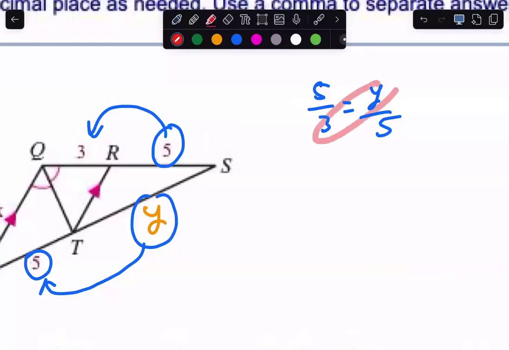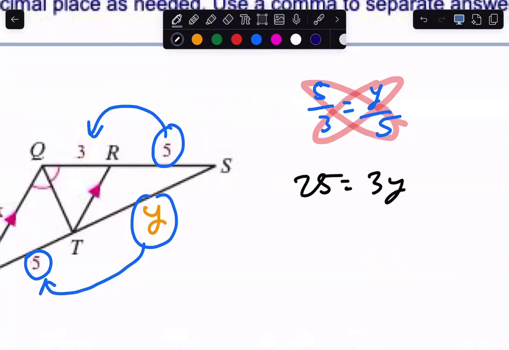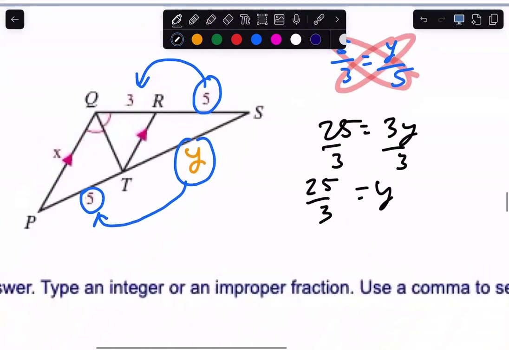Cross multiply. 5 times 5 is 25. And 3 times y is 3y. Divide by 3. So y is equal to 25 thirds. It wants you to write as an improper fraction, so we gotta keep the 25 thirds. Do not write it as a decimal, because then you're not gonna be able to get the answer correctly at the very end. Does anyone have any questions so far? Because that's the hard part.